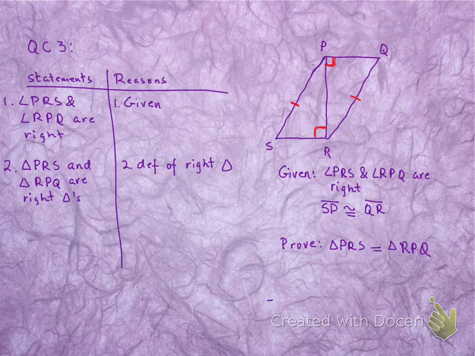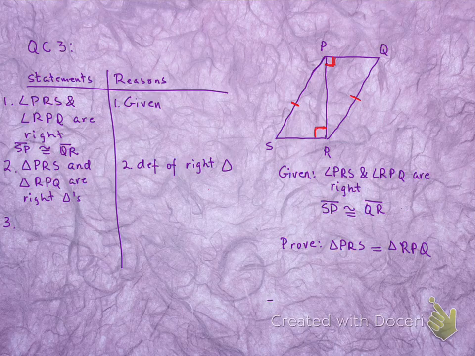So statement 2 was made because of what we were told in statement 1. Yes, we were told that the angles are right angles, but before you can use any HL theorem, you have to say that the triangles are right because of the definition of the right triangle. All right, so now we know they're right triangles. Okay, and we were already told that SP, I need to write that in the given as well, SP is congruent to QR. That was also part of the given, okay?